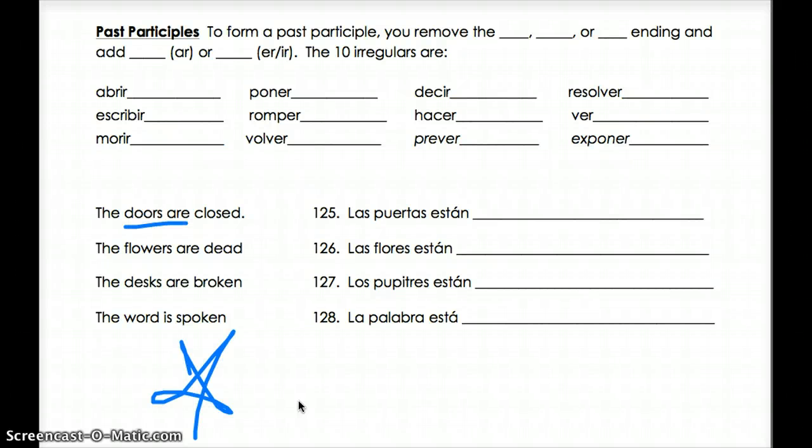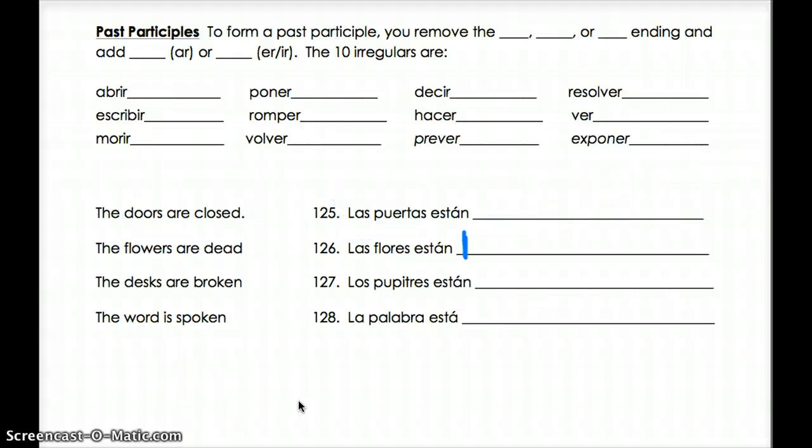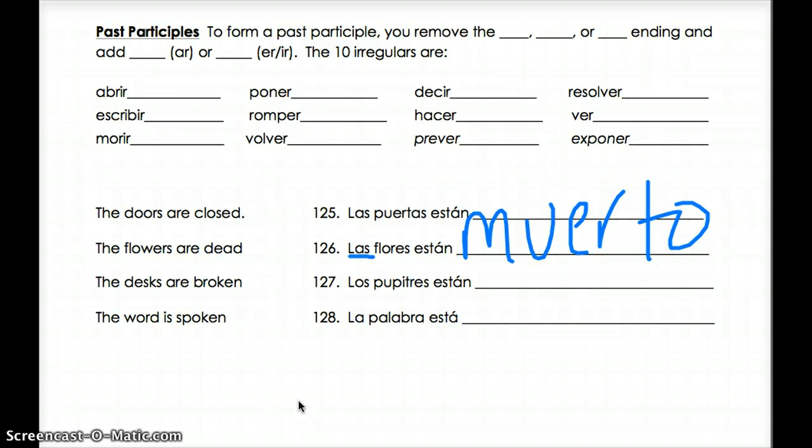So the doors are closed, the doors, las puertas, and I'm going to just take the verb cerrar. I always put it in the masculine form first, and then I look at my subject and I say that is feminine and plural. So I'm going to change this to feminine and plural. So cerradas. Got it? And then the flowers are dead. I'm going to start with muerto. It is feminine and plural, so muertas. Got it?